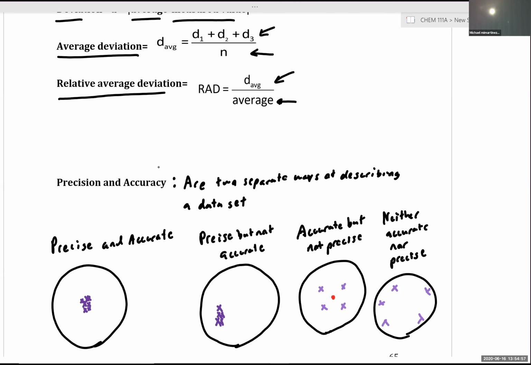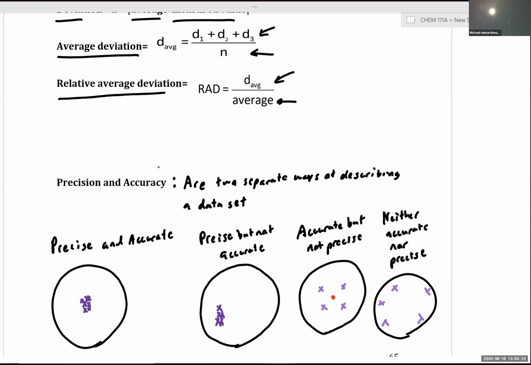So just be careful of this in your discussion, and especially in the questions. When they're asking you in your lab reports, is the data precise? You should be thinking about deviation, average deviation, variability in your data set. If they're asking, is your data set accurate? You should be thinking about percent error and calculating percent error to justify your response.